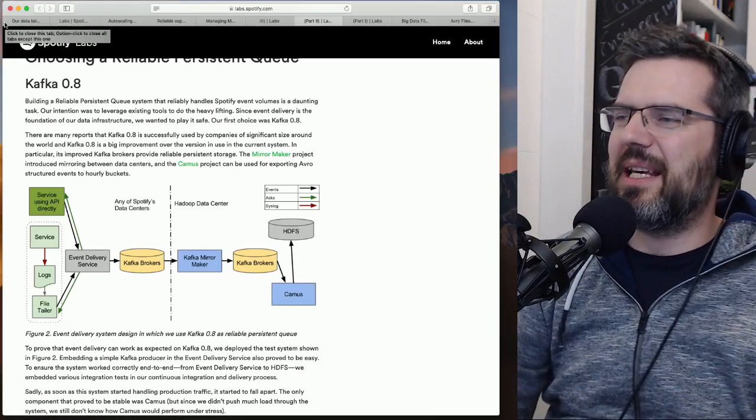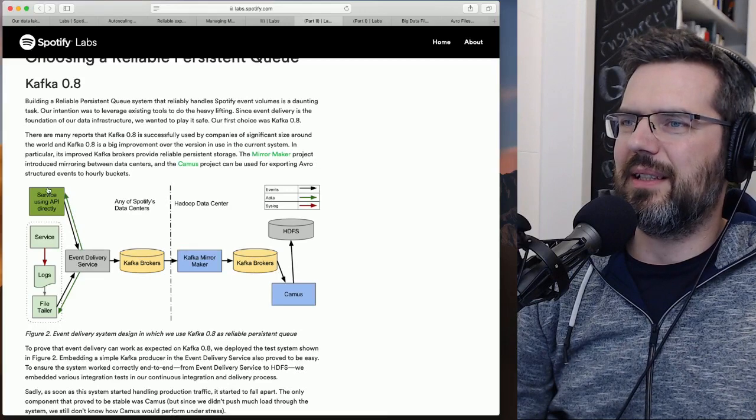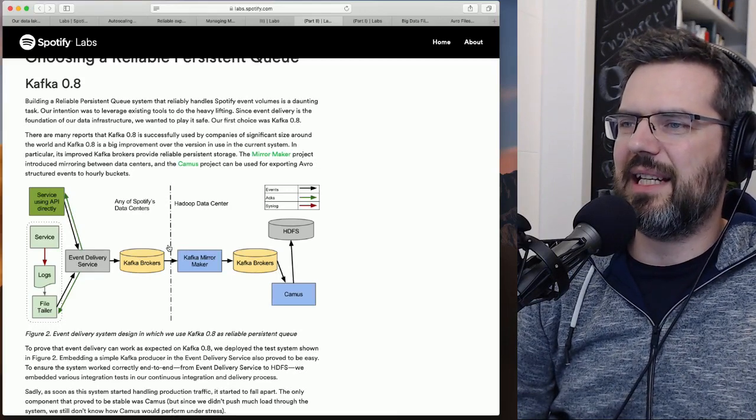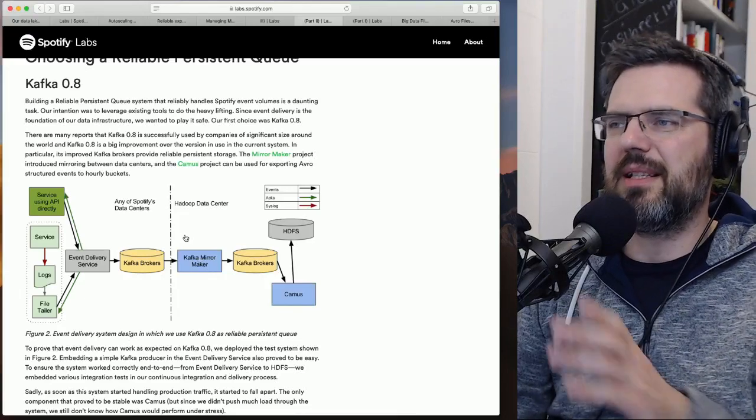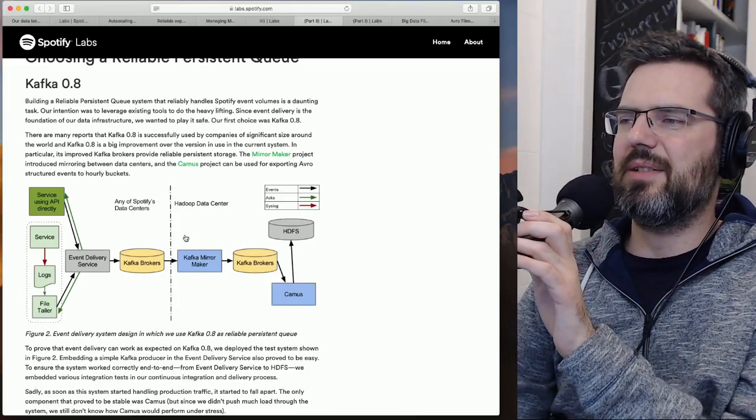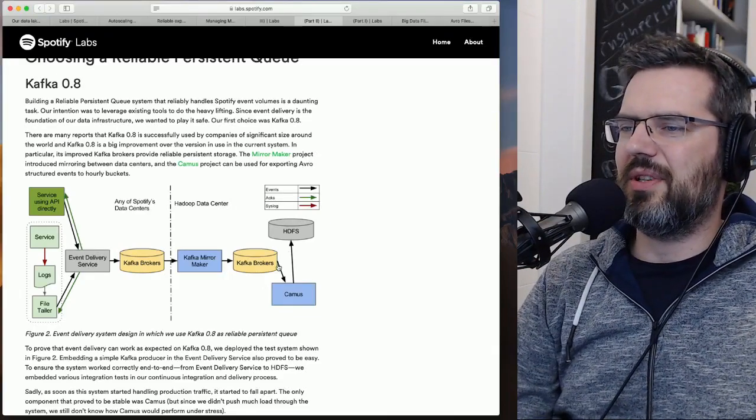Mirror. So they have local Spotify data centers, and they are mirroring the data from those data centers into a central location with HDFS.